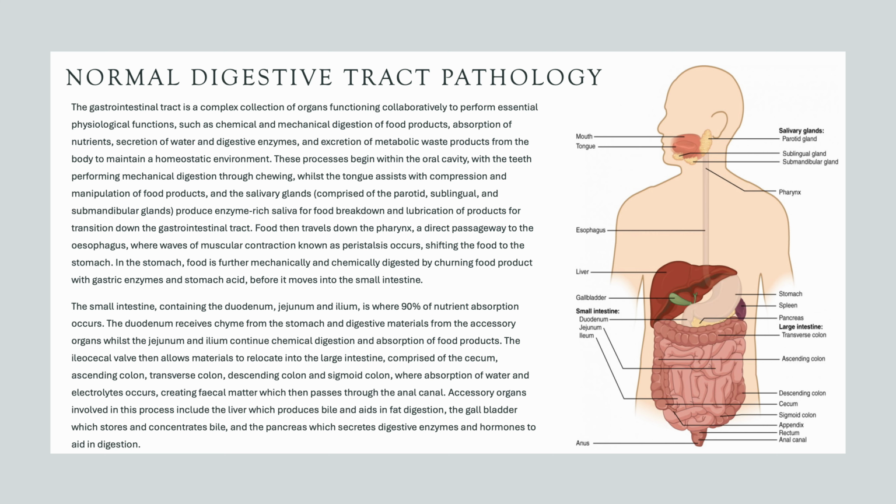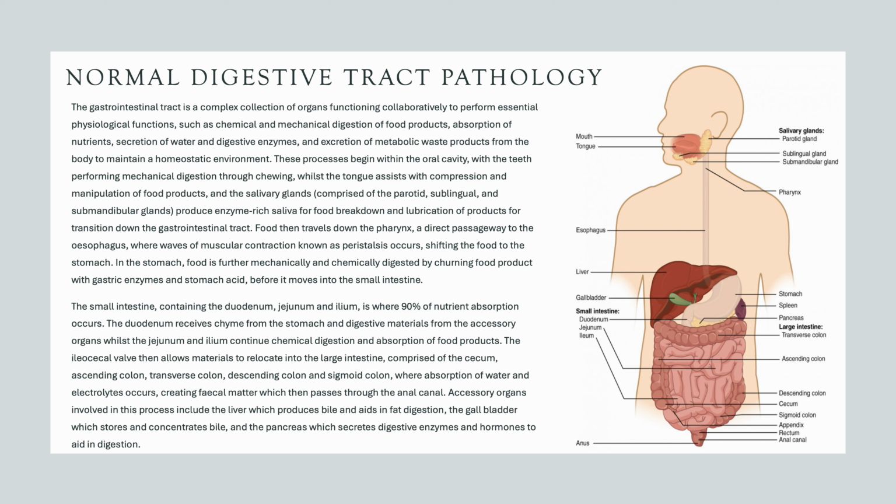Normal digestive tract pathology. So the gastrointestinal tract is a complex collection of organs functioning collaboratively to perform essential physiological functions such as chemical and mechanical digestion of food products, absorption of nutrients, secretion of water and digestive enzymes, and excretion of metabolic waste products from the body to maintain a homeostatic environment.